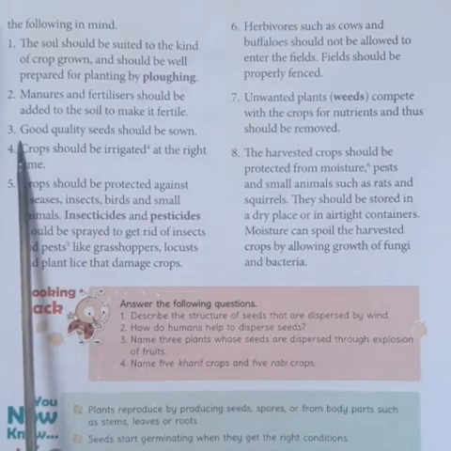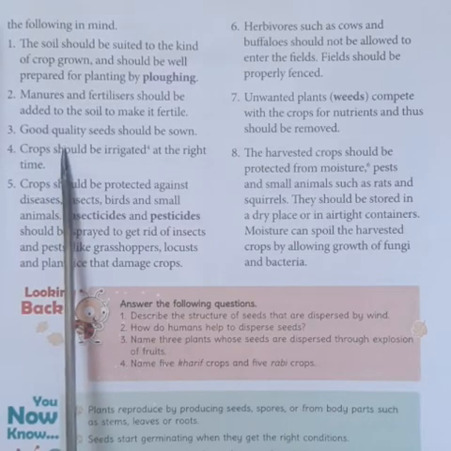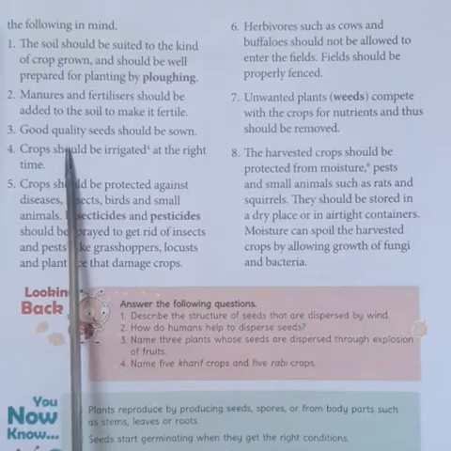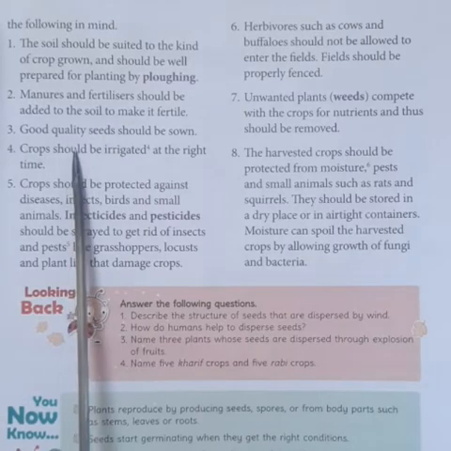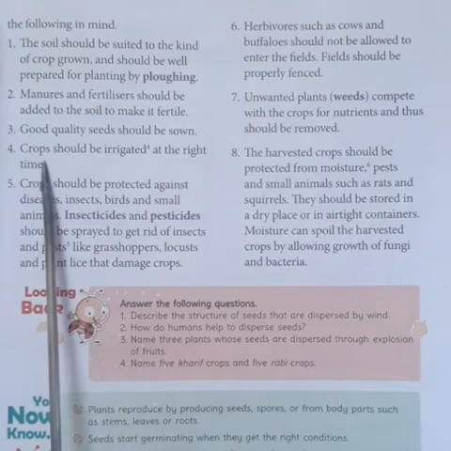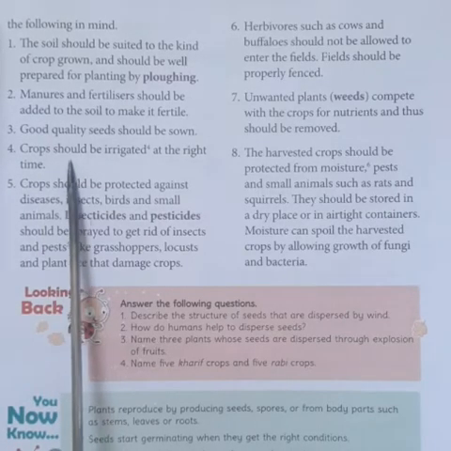Third point is whenever the seeds are chosen, good quality seeds must be chosen, and hybrid and disease free seeds must be chosen. The fourth point is crops should be irrigated at right time.